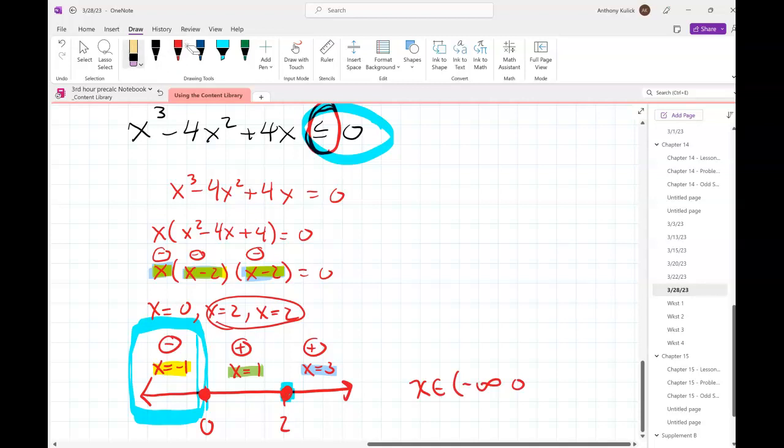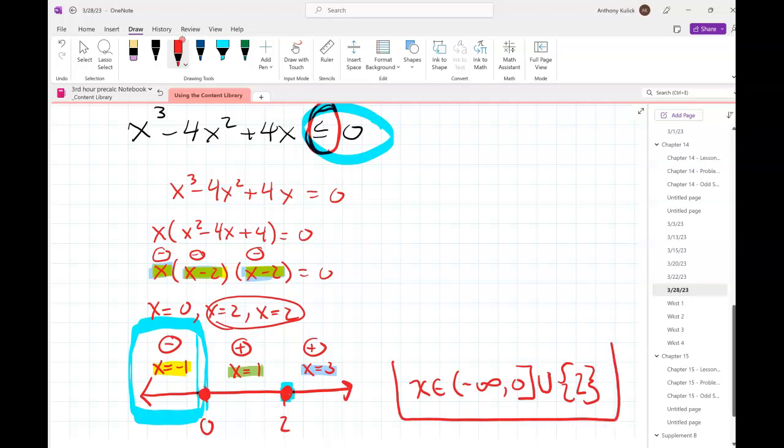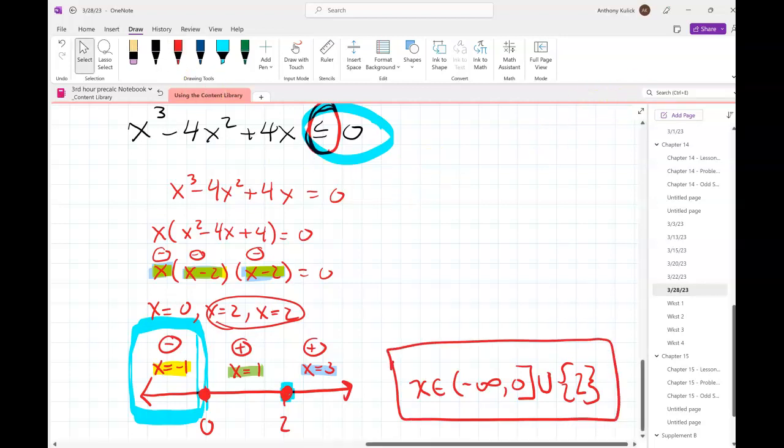So how do we write that? So here's the bracket. And then how do I write just 2? Well, we use the squiggly brackets, and we can just list it separately. But that's my answer. So far, so good?